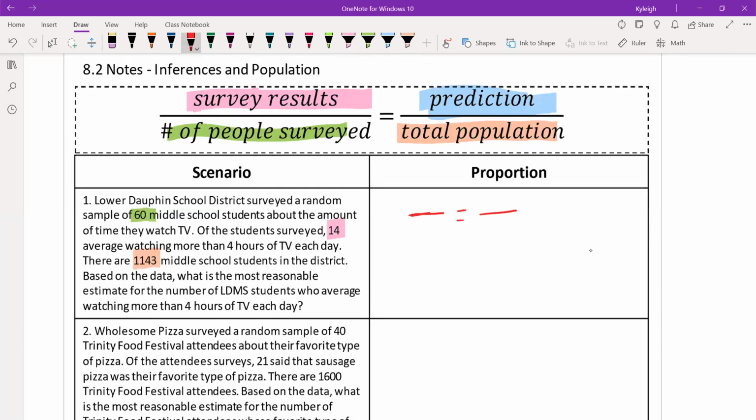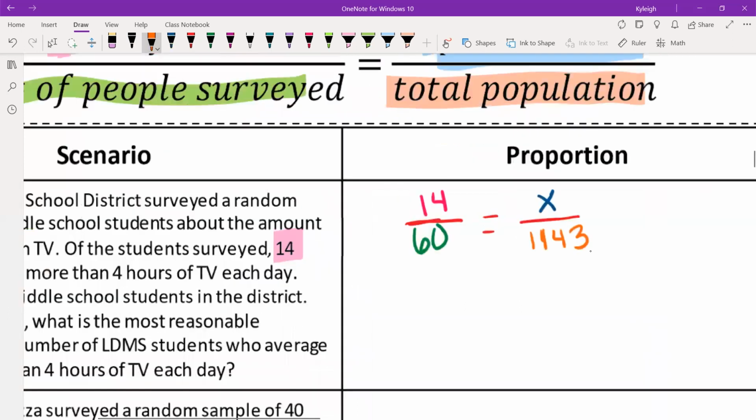So we want to set up the proportion, okay? So 60 is the number of people we surveyed, right? Because we surveyed a random sample of 60. Of the students surveyed, so the survey results, 14 watched more than that, so 14 is going to go on top. Our prediction is always X, and then there are 1,143 students in the school, so that's our total population. Okay, so now we have this proportion, and now we're going to solve it.